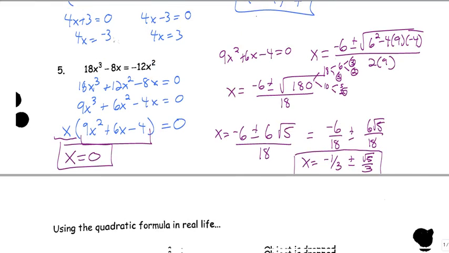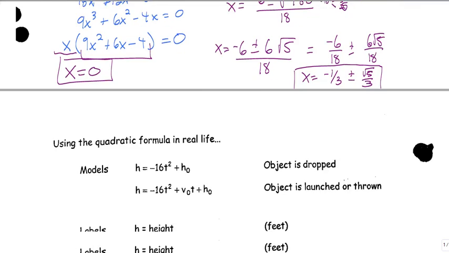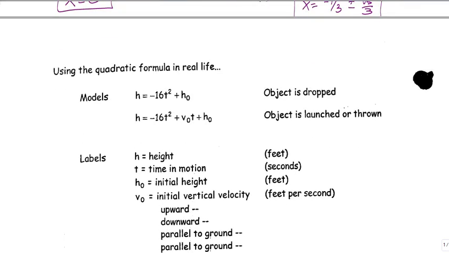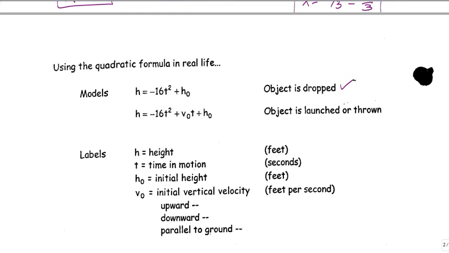Okay, so let's do a word problem. Quadratic models in real life. So we have object being dropped. We actually did one of those already. And then we have object is thrown or launched. Okay, or tossed or lobbed or whatever you want to call it. If it's being tossed or thrown anywhere, you have to use this one.